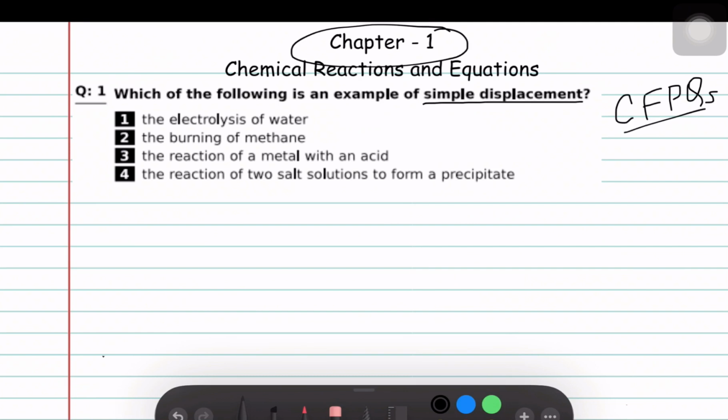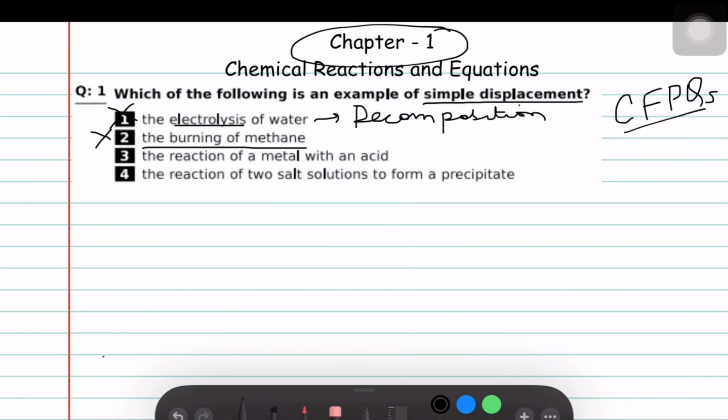The first one is electrolysis of water. Electrolysis, as the name suggests, is lysis by means of electricity. So it's breaking water with the help of electricity. So clearly it's a decomposition reaction, not simple displacement. So this can't be the answer. Burning of methane. Burning of anything is basically its reaction with oxygen. So methane's reaction with oxygen is combustion reaction. Combustion is not simple displacement. So again, not the answer.